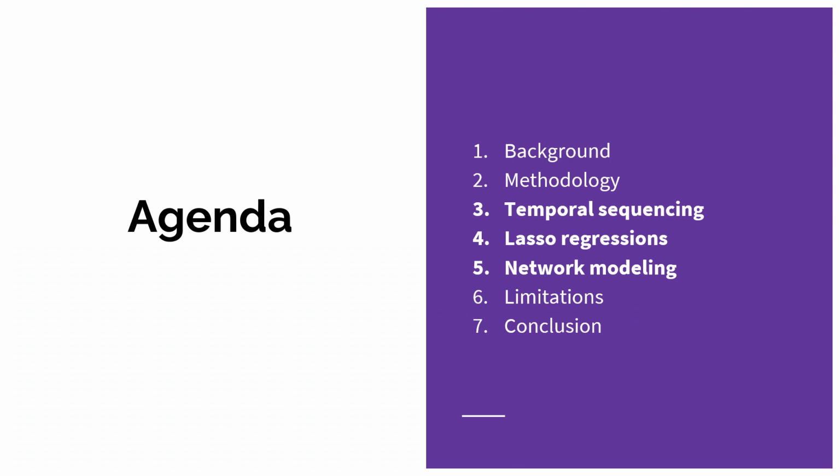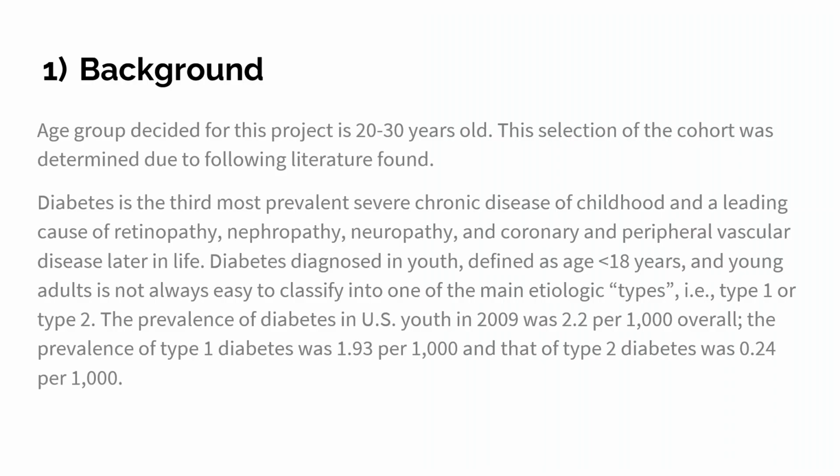In this presentation, we are going to discuss the background of the selection of the topic and the methodology done to get the network modeling of the diabetes. The age group or cohort decided for this project is 20 to 30 years old. This was done due to the literature found below.